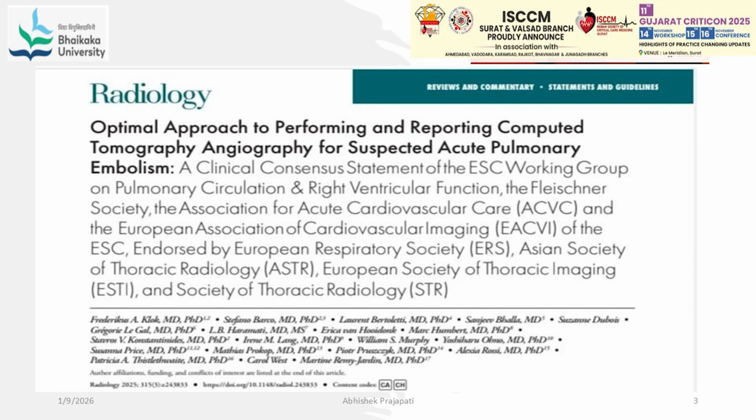consensus which has been published recently, only 2-3 months ago. This is the first time in history that 8 societies have come together to make a recommendation on how to report a CT pulmonary angiography report. So now, why is this consensus statement required, first of all?